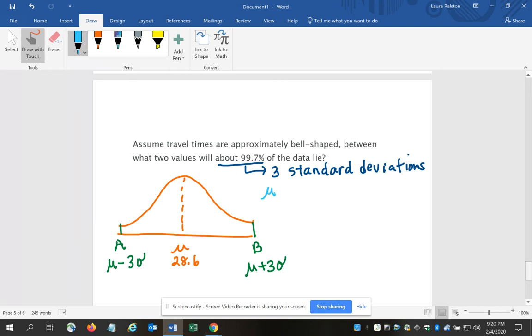We have the mean minus 3 standard deviations. The mean is 28.6 minus 3 times the standard deviation of 4.9. Now, remember, you need to do that multiplication first, 14.7. So we have 28.6 minus 14.7. We get 13.9.